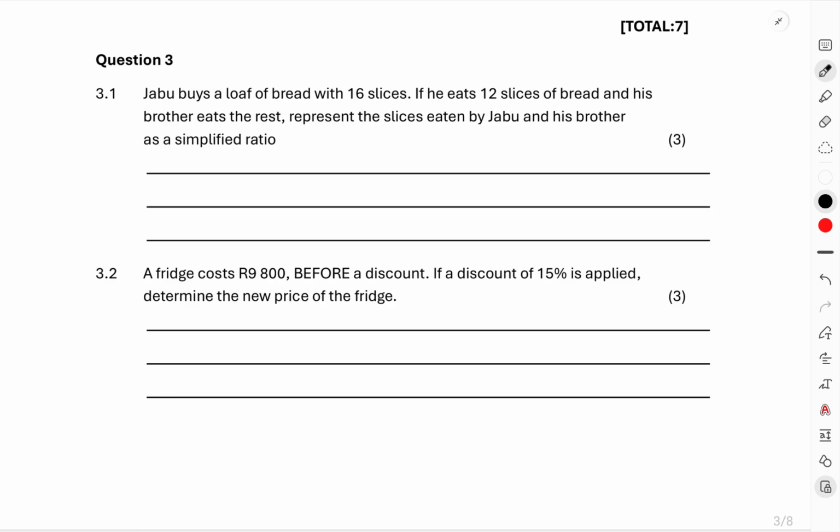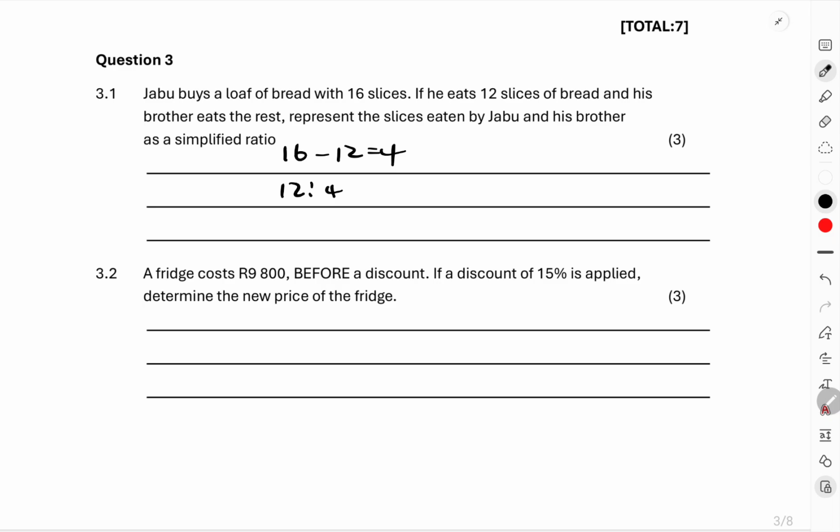So the loaf had how many slices? It is 16, and Jabu ate how many? He ate 12. How many slices are left? It is 4. It means from the 16 he ate 12, then his brother would have eaten 4 slices. We want to represent this as a simplified ratio. It means the ratio is 12:4. For every 12 slices that Jabu eats, his brother will eat 4.